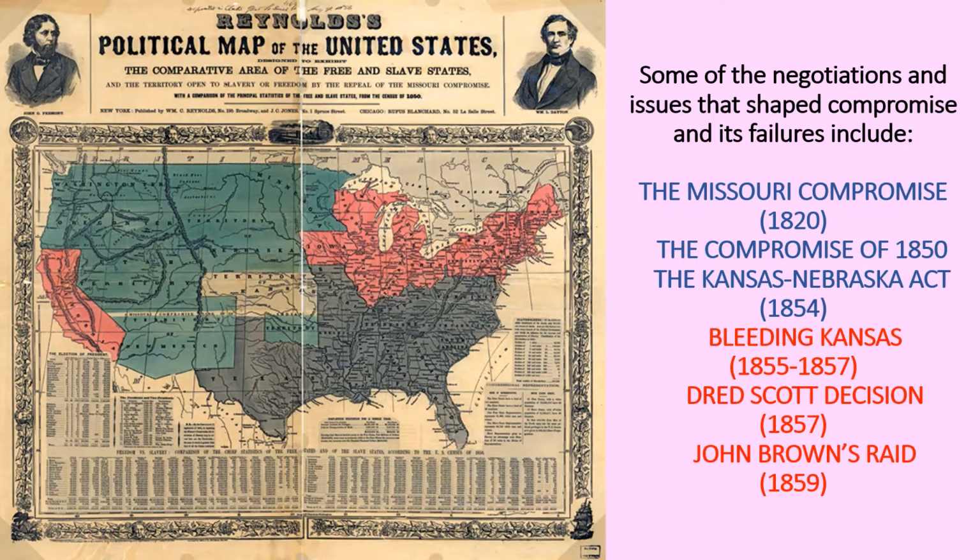We will look at 3 attempts at negotiations and compromise that ultimately led to failure: the Missouri Compromise of 1820, the Compromise of 1850, and the Kansas-Nebraska Act, 1854. And 3 events that marked North-South relations and deepened national divisions in the 1850s: Bleeding Kansas, 1855 to 1857, the Dred Scott Decision, 1857, and John Brown's Raid, 1859.